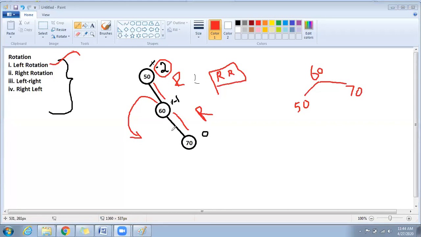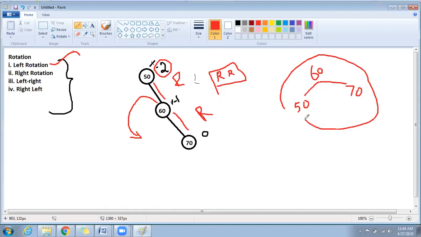So initially I added these elements. I'm checking all the balancing factors to find where it is violated. From that node down, I am checking that both are right. If both are right, I have to do the left rotation. I keep the middle node as such and rotate this left. So this will become the root node, and my 50 will come on the left side. Everyone understood how this equivalent tree came?